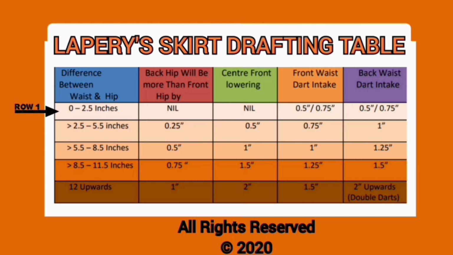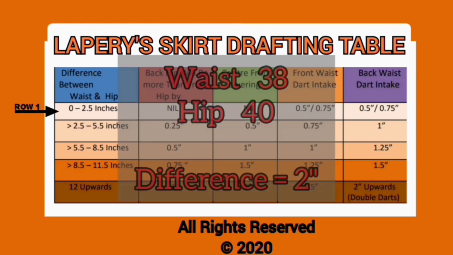That then means when you are dividing or drafting your pattern, the back hip will be more than the front hip measurement, which is the second column, by nothing, nil, because the difference in the waist and hip measurement isn't that much. Take for instance, you are working with, let's say, waist 38, hip 40. That difference is actually 2 inches, which isn't that much.